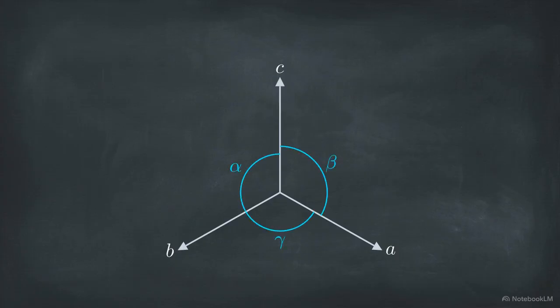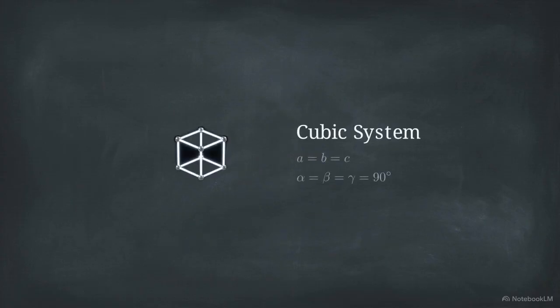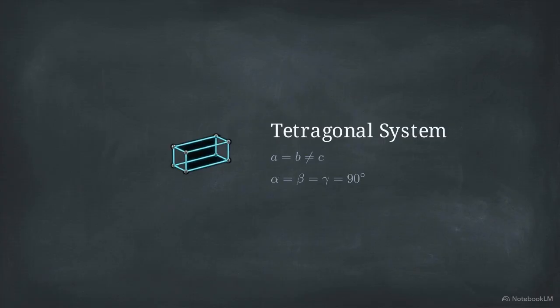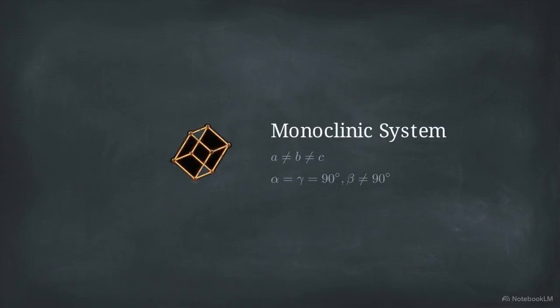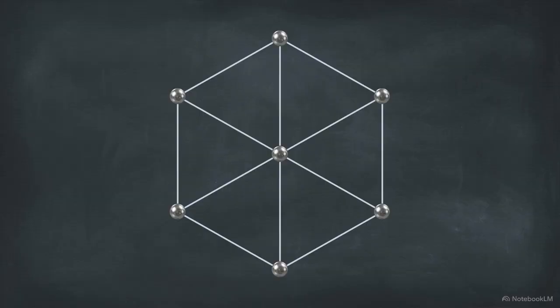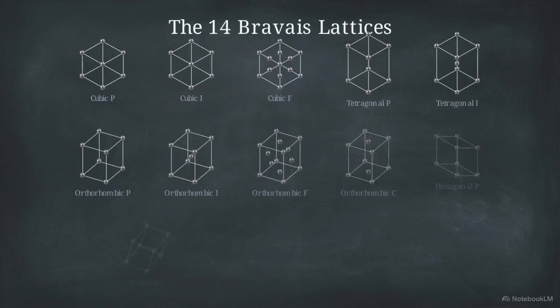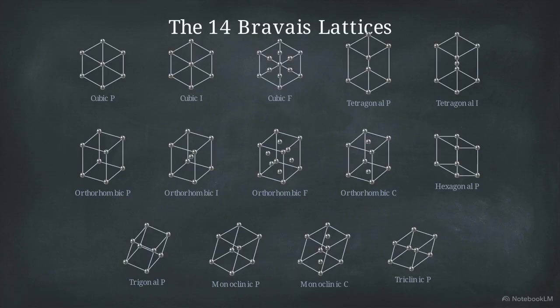We define this cell using 6 lattice parameters. First are the lengths of its 3 intersecting edges, A, B, and C. Next are the 3 angles between those edges, known as alpha, beta, and gamma. When all edge lengths are equal and angles are exactly 90 degrees, we produce the cubic system. Altering these lengths and angles yields 7 distinct axial systems, such as the elongated tetragonal or skewed monoclinic.